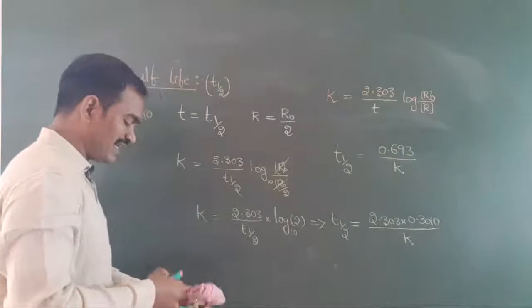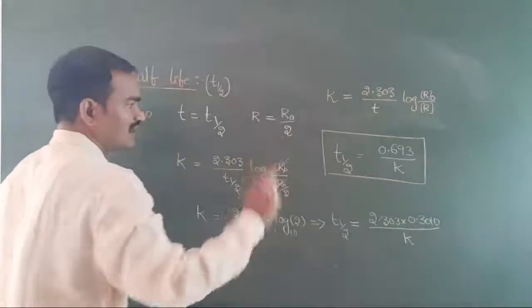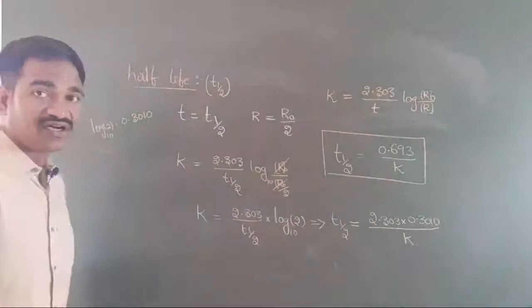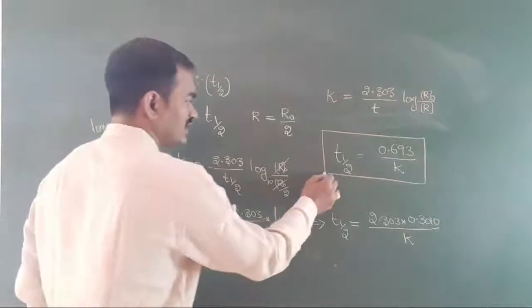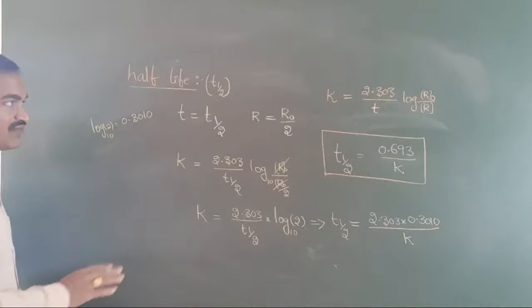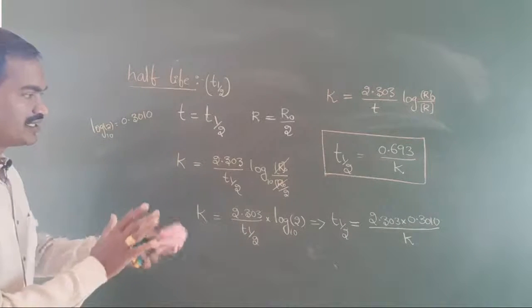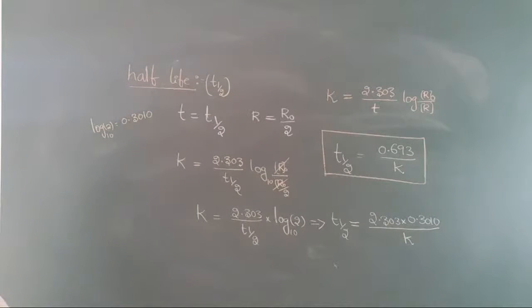0.693 by K. Okay, take it down. This is the half-life for what? First order reaction. Okay, so here you take this one like this. Done? So here I want to tell you, first you take down this one, take it A to Z in a clear-cut manner. Any doubt you can ask me, I will tell you, no problem.